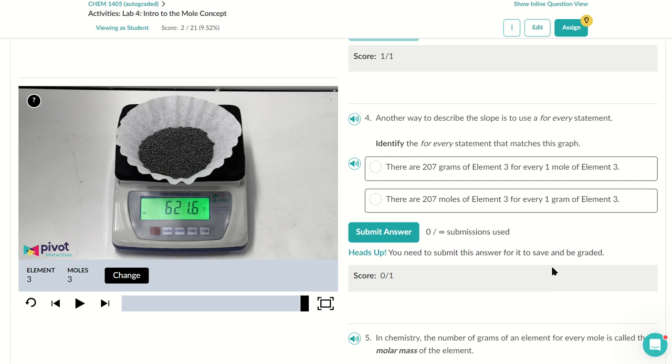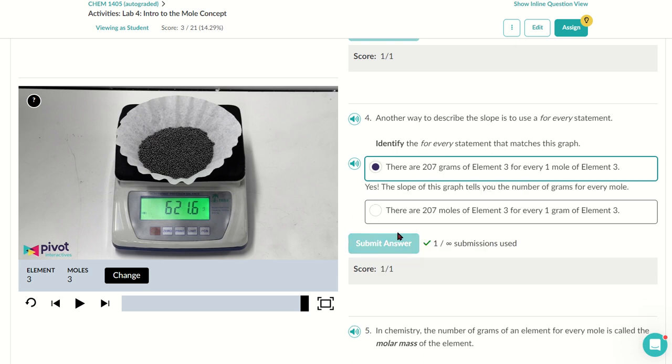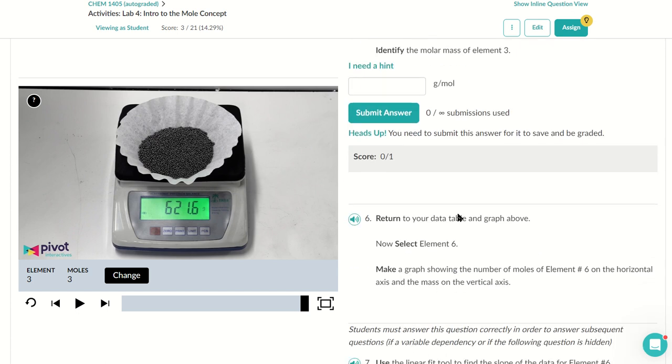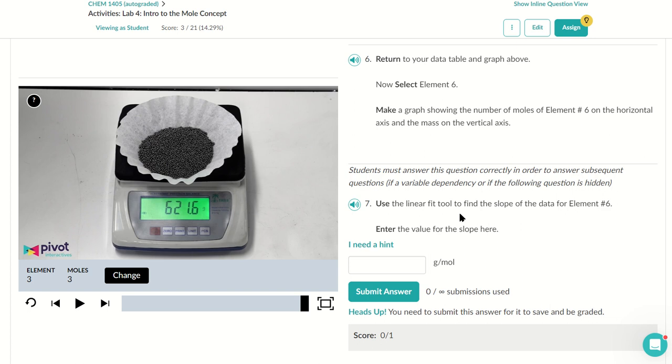And the point of me talking about that is that there's a pattern, right? So for every 1 mole, you're going to increase 207 grams, right? Our moles are increasing by a unit of 1, and then our grams are increasing depending on the element. This number all depends on the element that you're working with. So I'm going to leave it there just so that you can get started.